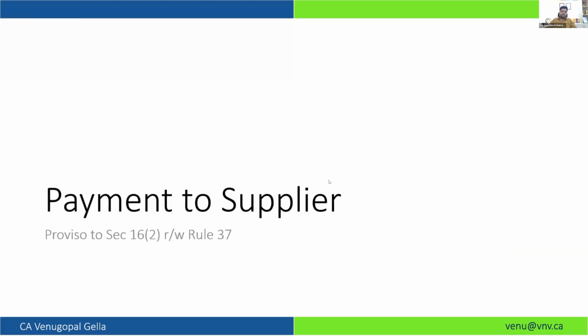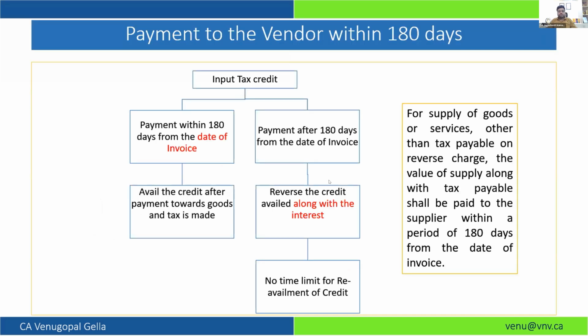So, moving on to the next one, payment to the supplier. This is the post condition we need to satisfy in order to avail the ITC. As per this, we have to make the payment to our supplier within 180 days from the date of invoice. Otherwise, we need to reverse the ITC, along with the interest. Once we make the payment to the supplier, then we can reavail the ITC.